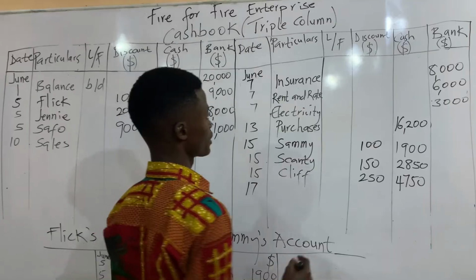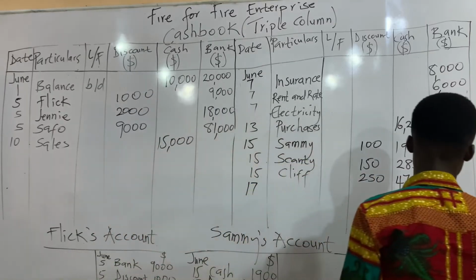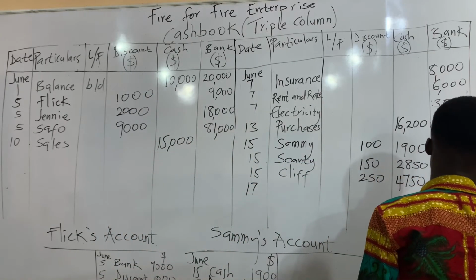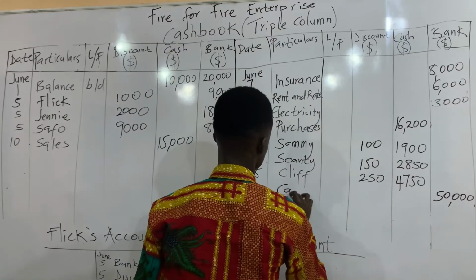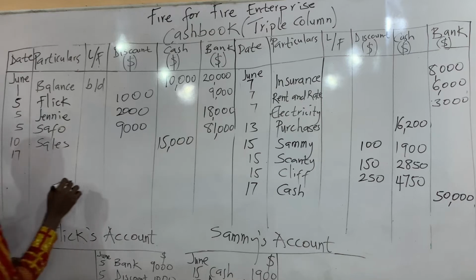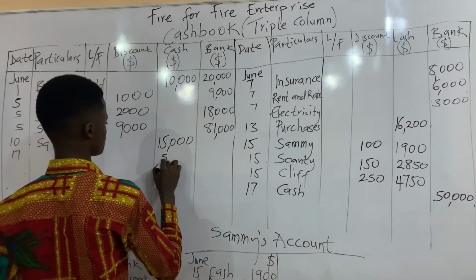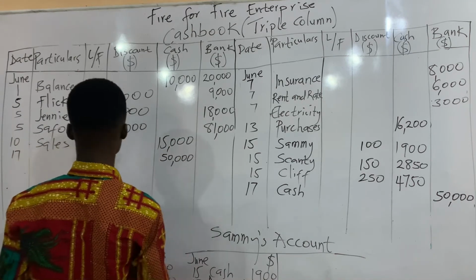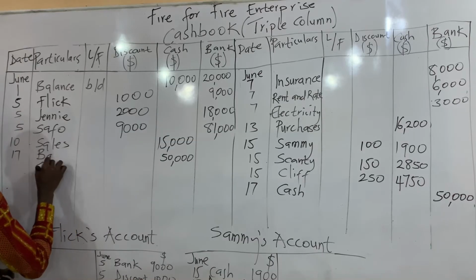And we are saying that we will credit the bank column of our cash book with $50,000 in the name of cash. And then we will debit on June 17th, the cash column with $50,000 in the name of bank.